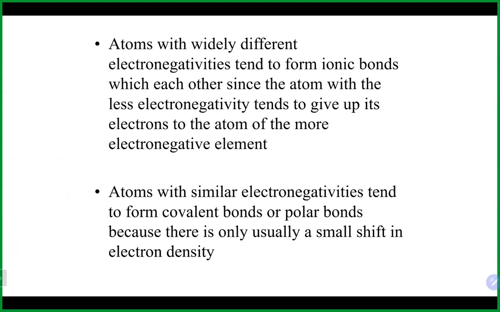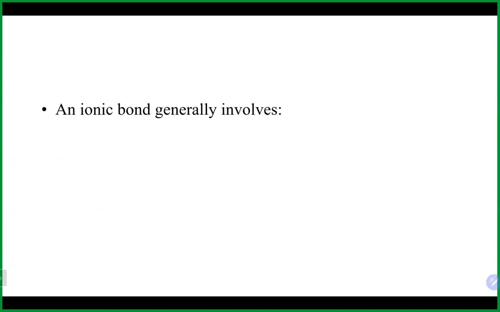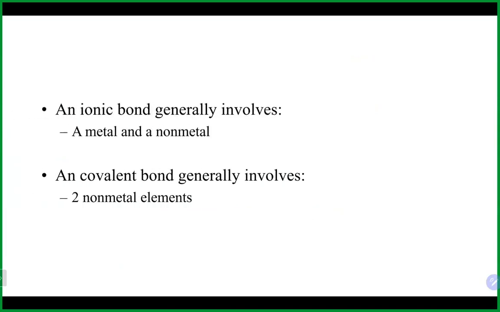So as we saw, atoms with widely different electronegativities tend to form ionic bonds. That's because we have these atoms with very different needs in terms of electrons and what they want to do with them. And obviously, when we get into that non-metal region, we're going to get covalent bonds forming. That's why we generally see metal and non-metal forming ionic bonds, and covalent bonds forming between two nonmetals together.